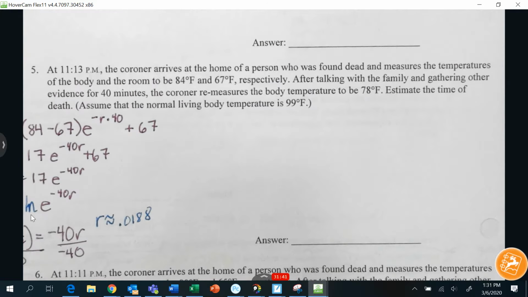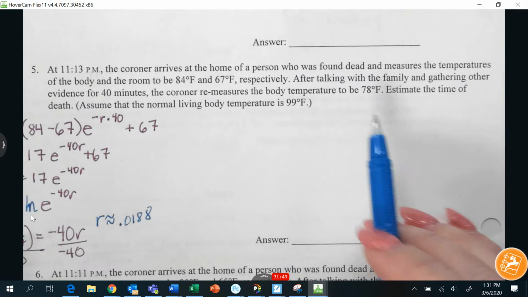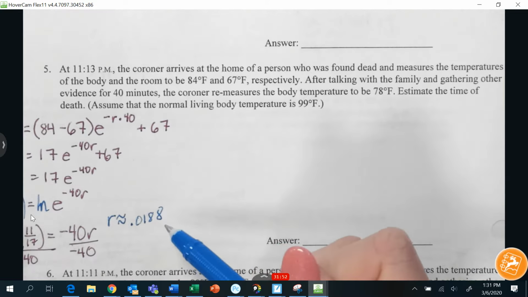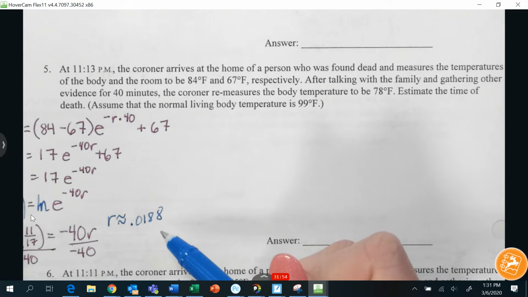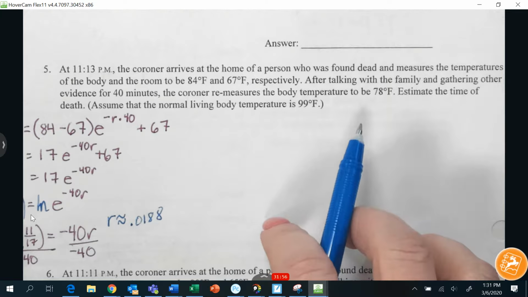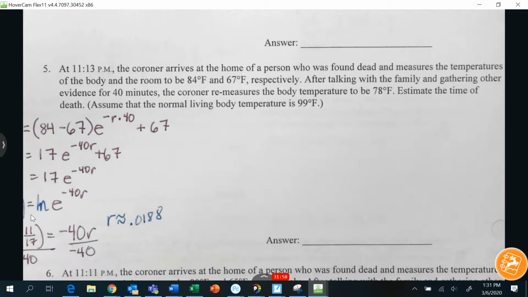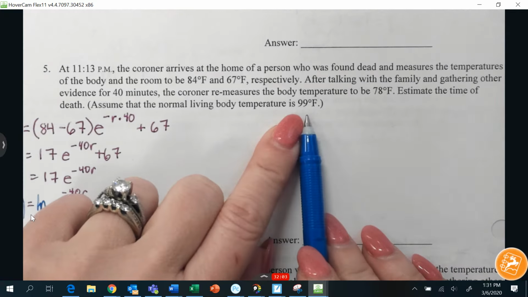Okay, next. We did not follow the time the body died. What we just found was the cooling rate. So we know the cooling rate of this particular body. Now we need to go back in time, and we got to figure out at what time this person was 99 degrees Fahrenheit.